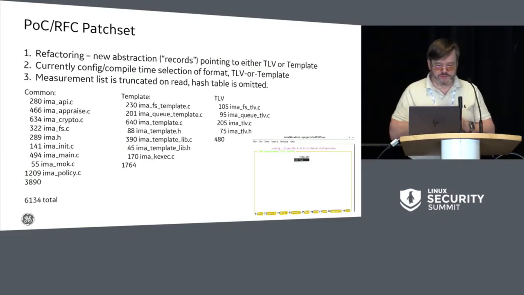And the current proof of concept code, I think, demonstrates nicely how simple this can be when you do everything in TLV. The total code is 480 lines of code compared to the 1,700 lines of code in the existing template code, and a total of about 4,000 lines of code in the basic part of IMA. So it becomes very, very simple to do this, and it's kind of compelling.